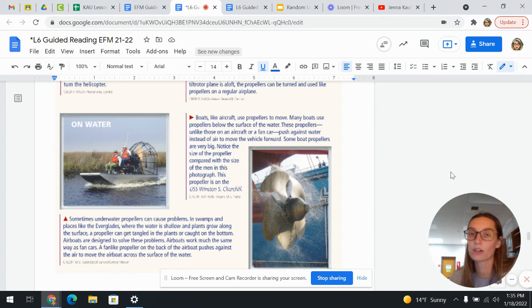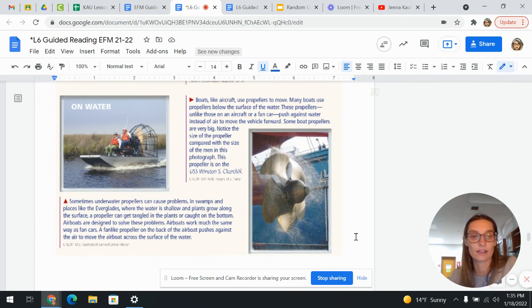So boats, like aircraft, use propellers to move. Many boats use propellers below the surface of the water. These propellers, unlike those on an aircraft or fan car, push against water instead of air to move the vehicle forward. Some boat propellers are very big. Notice the size of the propeller compared with the size of the men in this photograph. This propeller is on the USS Winston S. Churchill. And that is it on propellers.